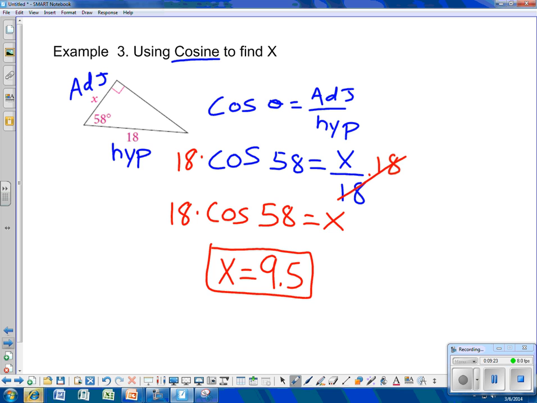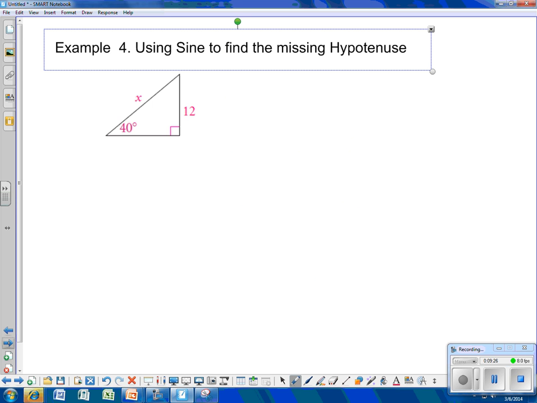All right, the next example. This example is somewhat different than the previous ones. First, I'm going to identify what I have. So the adjacent side is not given. It's down here. We don't know what that is. We know that the opposite side, right across from our angle, is 12. We also are looking for the hypotenuse. We don't know that.